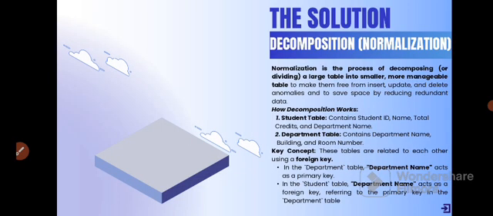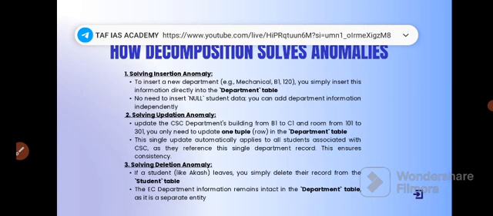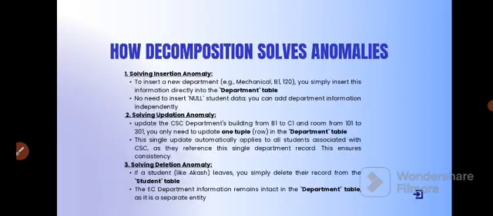These tables are related to each other using a foreign key. In the department table, department name acts as the primary key. In the student table, department name acts as the foreign key, referring to the primary key in the department table. So using this department name, we can associate the student table and the department table.